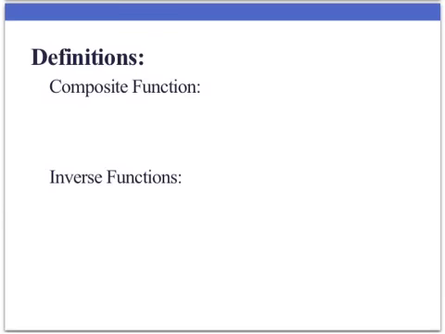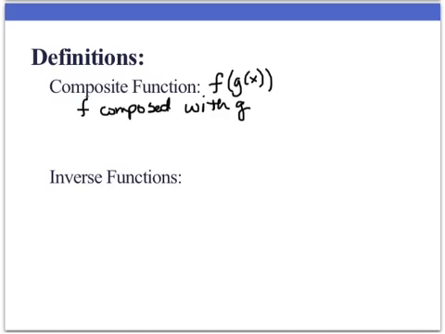And I have a couple of definitions for you. We're going to first talk about a composite function. Now, the examples that we did before, we were substituting something inside a function. This time, what we're going to do is combine two functions. What this says here is f composed with g. And when you have something like this, the second one listed goes inside the first one.